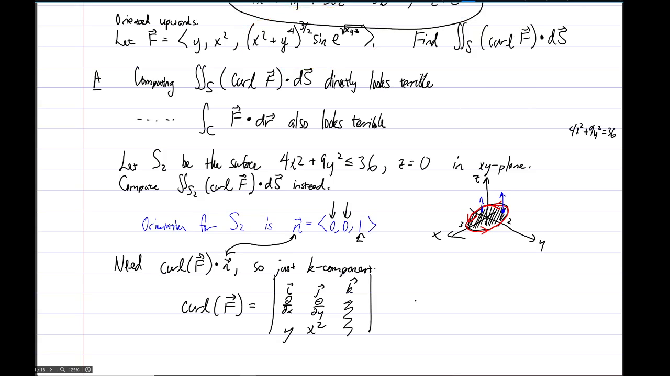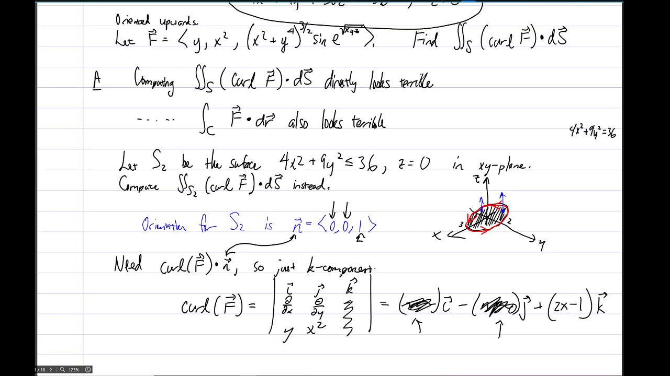So what we end up with is something times vector i minus something times vector j plus, and then if we work out the 2 by 2 determinant here, the partial derivative with respect to x of x squared is 2x, minus the partial derivative with respect to y of y, which is 1, so minus 1k. Again, there are things going on here in the curl of f. The curl of f is messy. There's a real messy first component, a real messy second component.